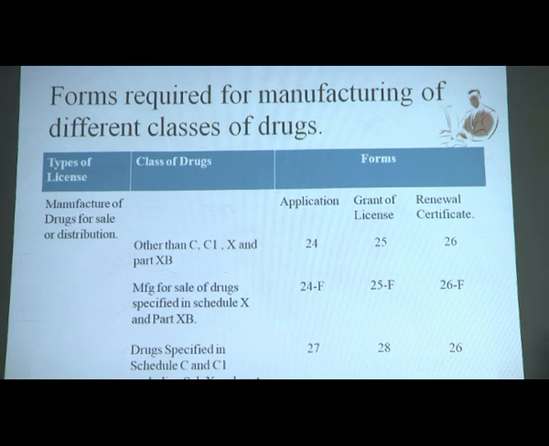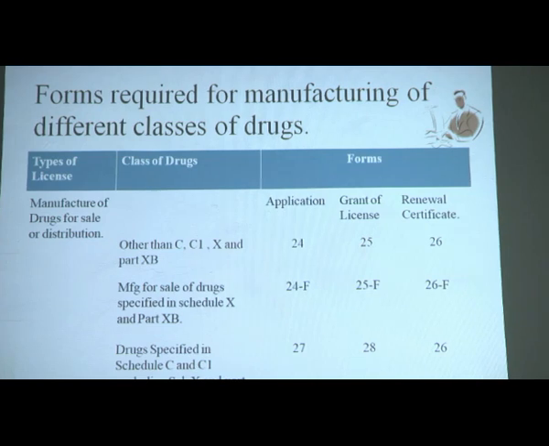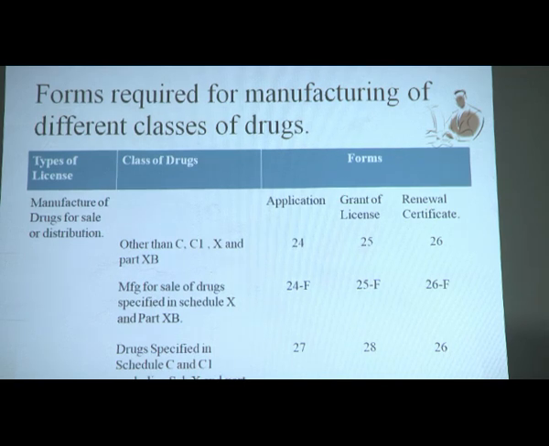So here is the list of various forms which are required for the manufacturing of different classes of drugs. The table shows types of license, class of drugs and forms. There are different types of licenses issued accordingly. First one, that is manufacturing of drugs for sale or distribution. Then second one, manufacturing of cosmetics for sale and distribution.